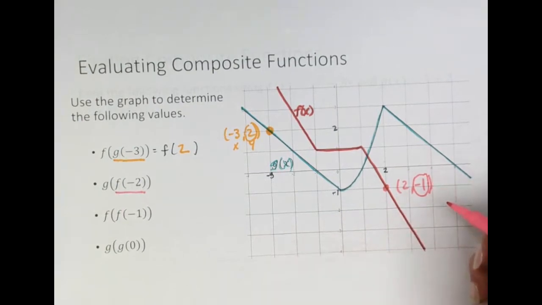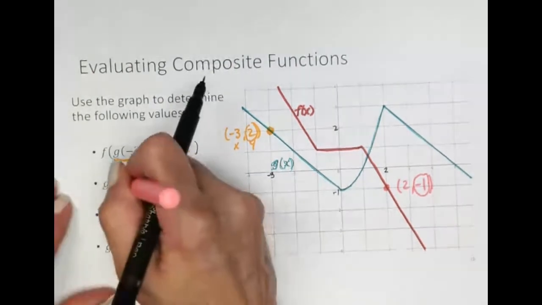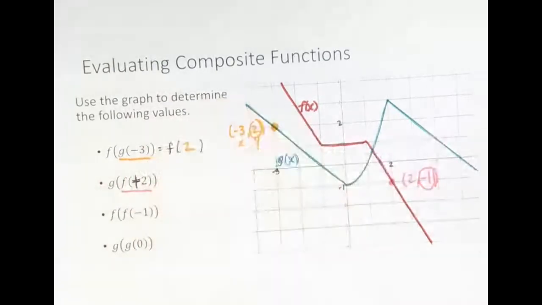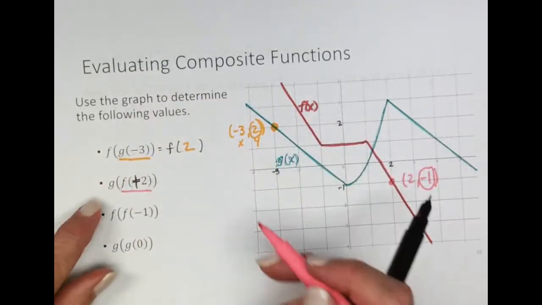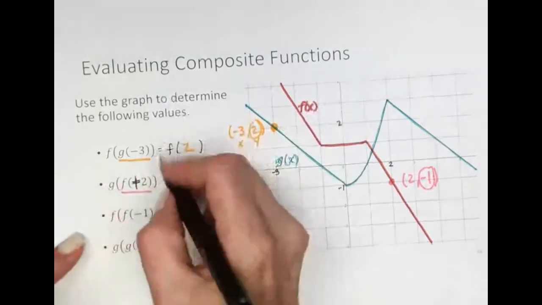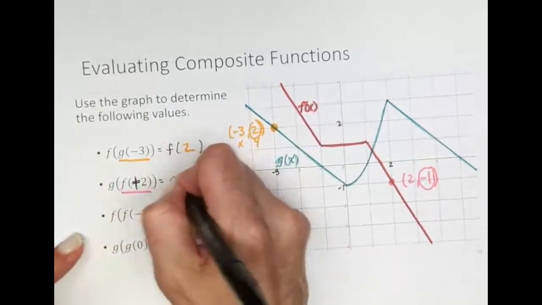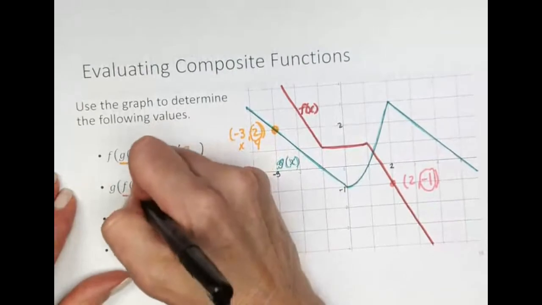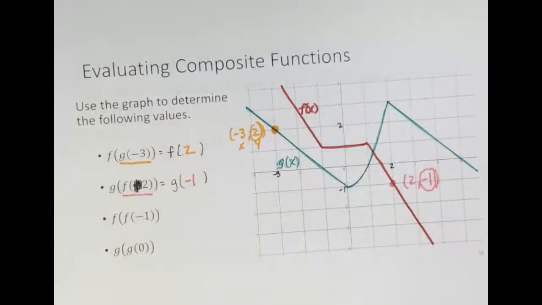Oh, I did f of 2, not f of -2, didn't I? Let's just change it. We're going to call that f of +2, and we're just going to change the example. So f of +2 is -1. So now what we want to find is g of -1. We're doing f of +2. I just changed it since I looked at the wrong point.